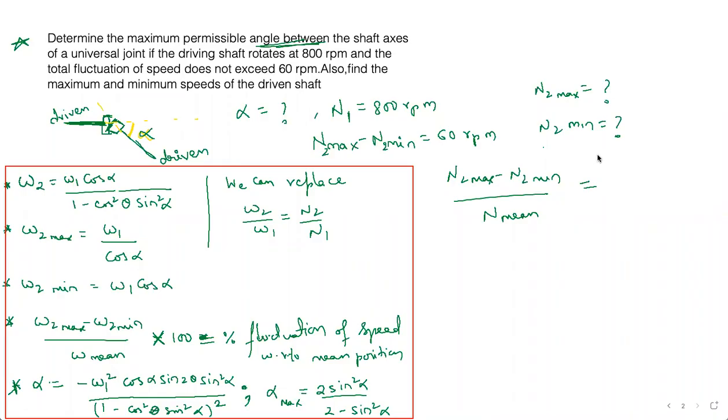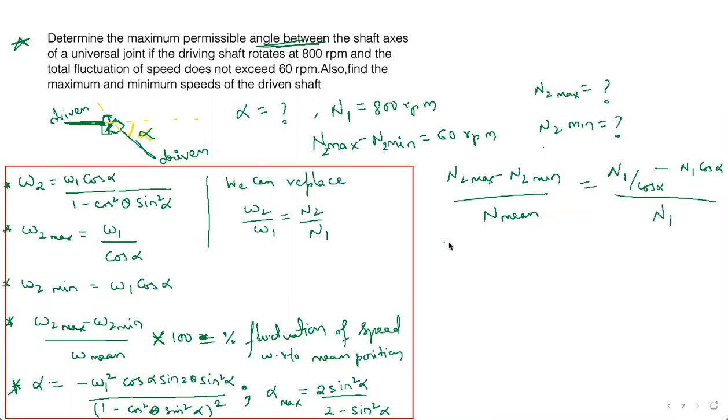Just N2 max, what is the value of N2 max? You can check it over here. N2 max is omega 2 max, which is omega 1 by cos alpha, right? I'll make a small derivation here. N2 max is N1 divided by cos alpha. The minimum is N1 cos alpha, and the mean is like omega 1, equal to omega 1 itself. It means equal to N1 itself.